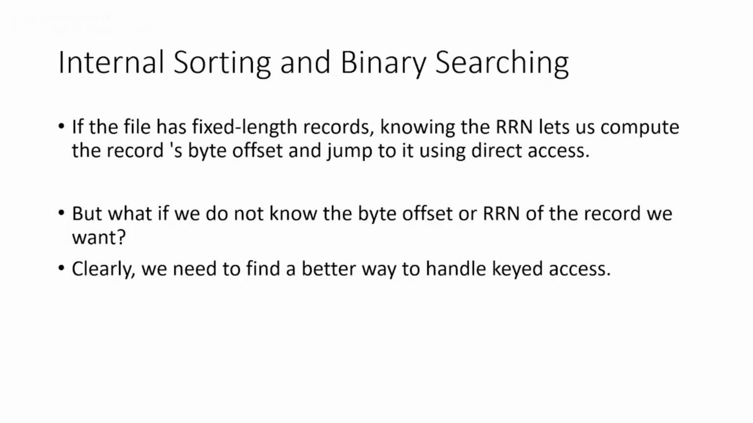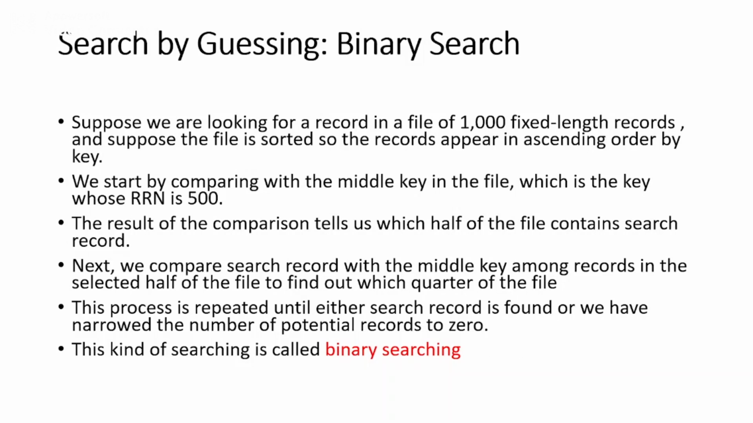If the file has fixed length records, knowing the RRN lets us compute the record's byte offset and jump to it using direct access. If we know the RRN, you can directly jump to the particular position and get your record. But if we do not know the byte offset or RRN of the record we want, we need to find a better way to handle keyed access, right? So in order to do this, we have an option called binary search, or search by guessing.